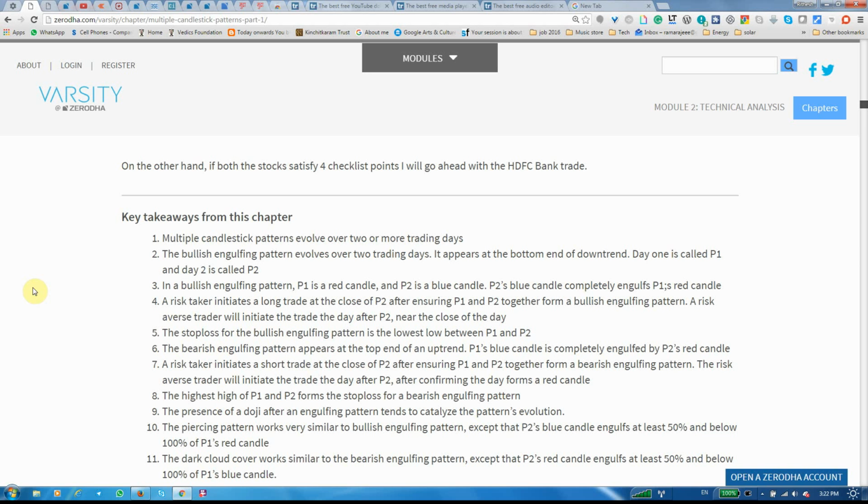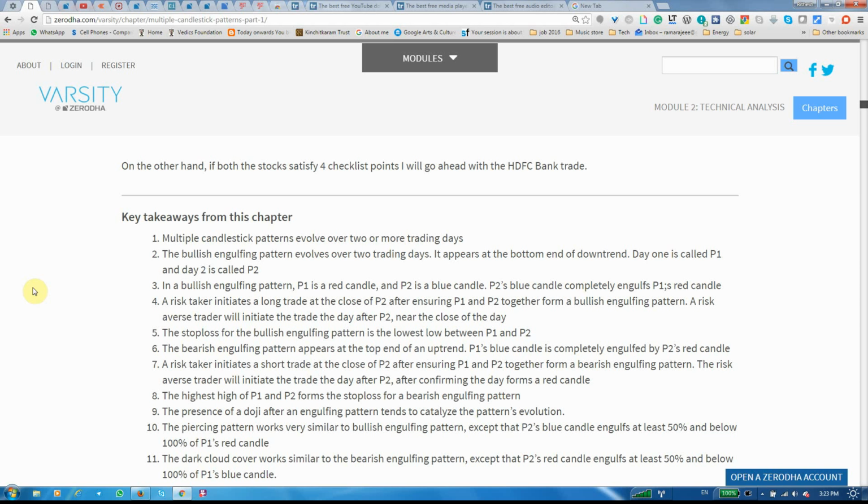It appears at the bottom end of a downtrend. Day 1 is called P1 and day 2 is called P2. In a bullish engulfing pattern, P1 is a red candle, and P2 is a blue candle. P2's blue candle completely engulfs P1's red candle.